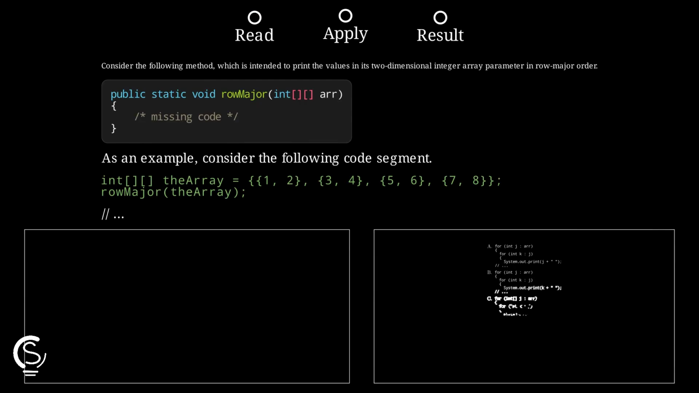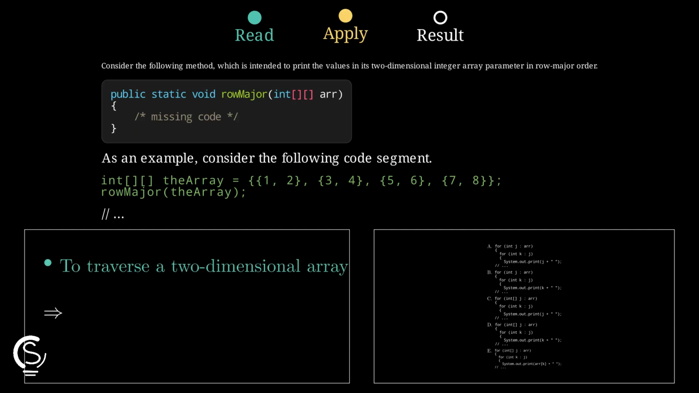To traverse a two-dimensional array using enhanced for loops, the outer loop must iterate through each row. Since each row is an array of integers, we use the int bracket type. The inner loop then iterates through every integer element within that specific row. To print the values correctly, we must print the variable representing the current element, which is k here.